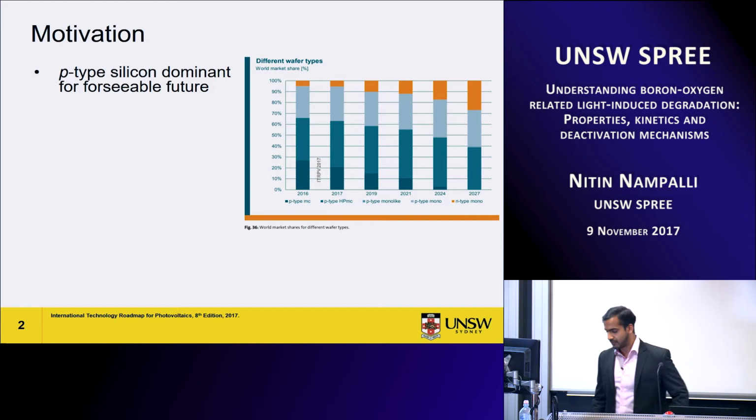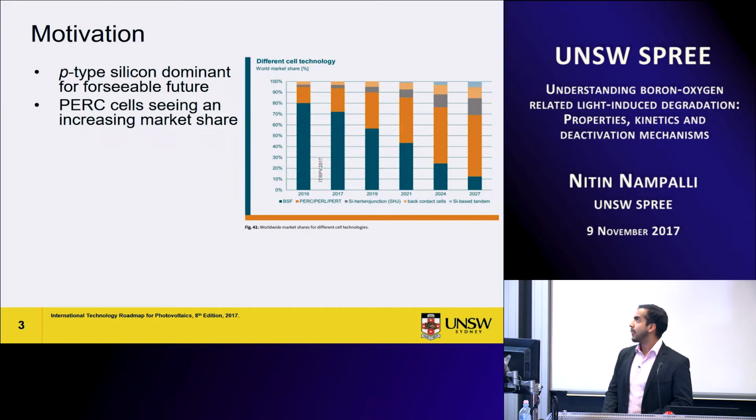To explain why the boron-oxygen defect is important, I'd like to bring your attention to the trends in the silicon PV industry at the moment. The blue markers here are P-type silicon material, and you can see that it's going to be the dominant material for the foreseeable future. Another trend you see is PERC cells, the orange bar, becoming more dominant. Now we all kind of know this. The reason why this is significant is it has a lot to do with why the boron-oxygen defect is more and more significant for these kind of cell types.